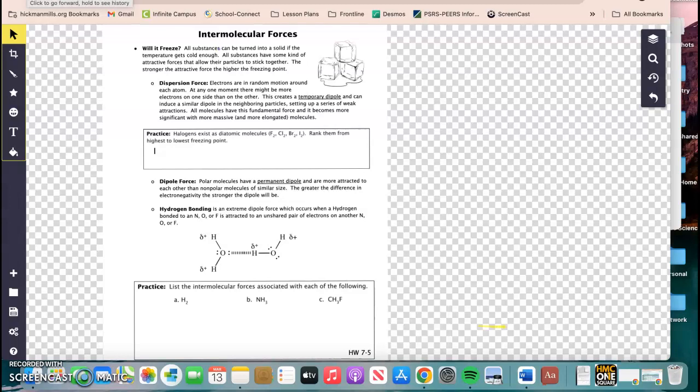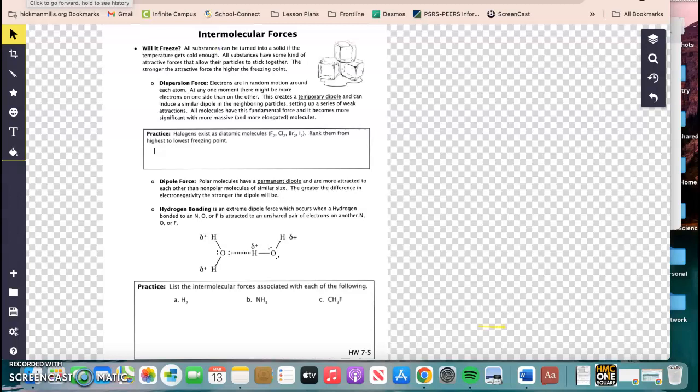Hey guys, today we are going to be talking about intermolecular forces. So intermolecular forces are just the attraction or the forces that are pulling molecules to one another. One of the properties that is affected by the forces between molecules is the freezing point.